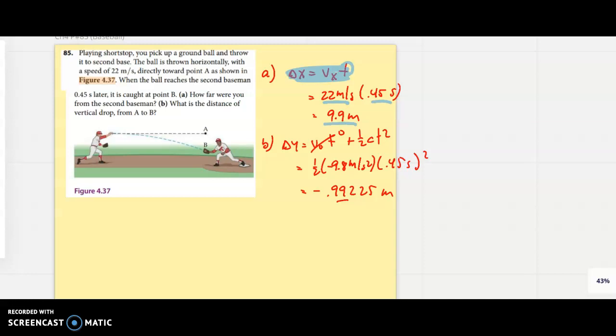Now, the second part, how far is the distance of vertical drop A to B? Well, that would be how far does anything drop in the 0.45 seconds. And so since it was thrown totally horizontally, the initial velocity times time term goes away, and that's just half of the acceleration times that given time squared. And so it drops almost a meter, 0.99 meters.